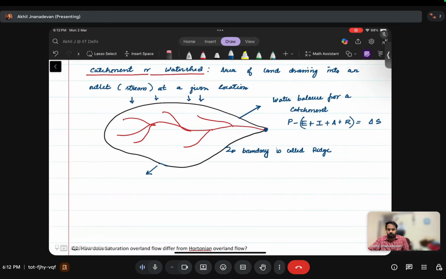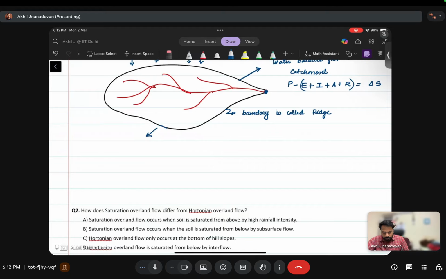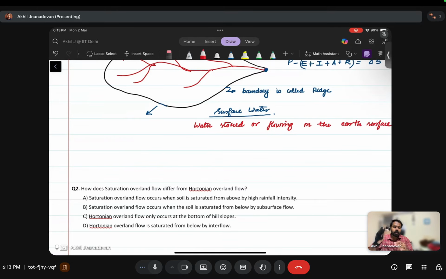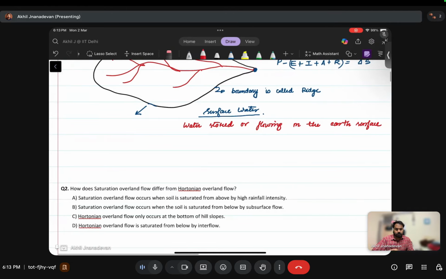So this is about the catchment. We need to have an idea about this before we move to the further questions and the concept of surface water. How we define it is: surface water is nothing but water stored or flowing on the Earth's surface. The water that is stored and flowing on the Earth's surface, not the subsurface, is called surface water, right?